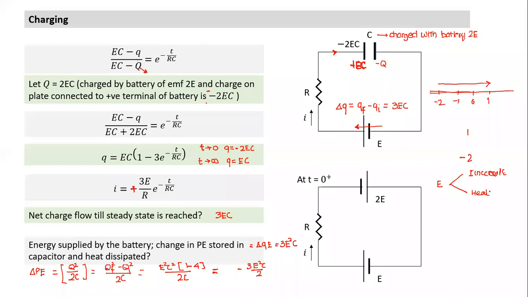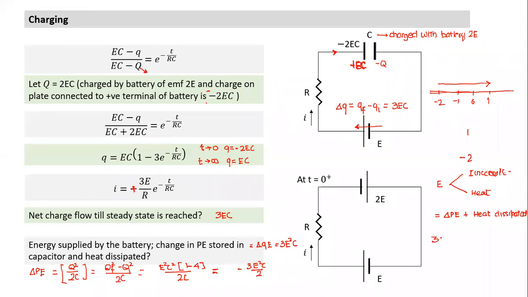But rather than increase, this is negative. So E, the energy supplied by the battery, has to be equal to delta PE, 9 E square C by 2, plus heat energy dissipated. So what is the heat dissipated?